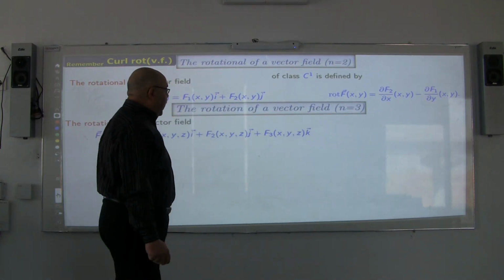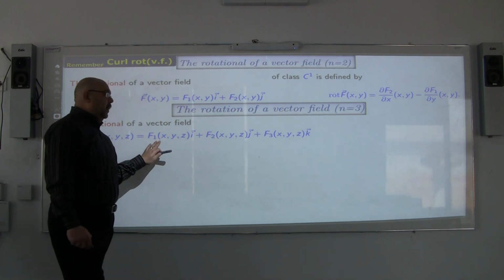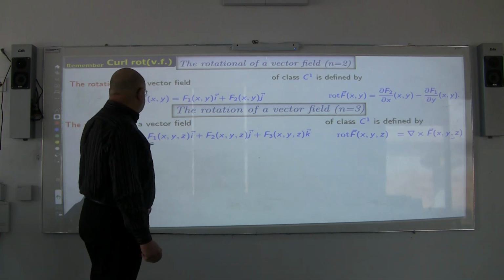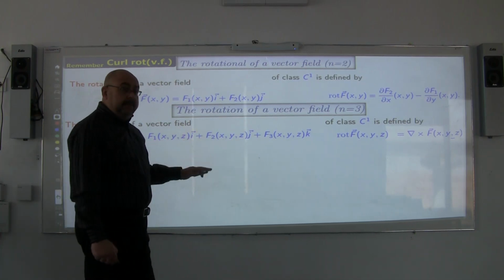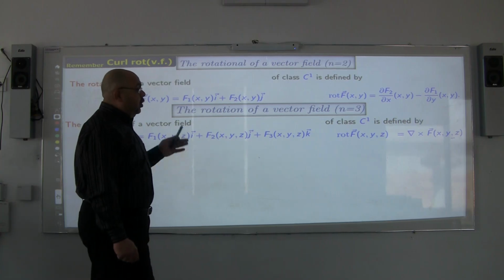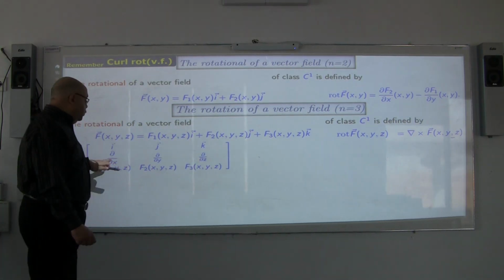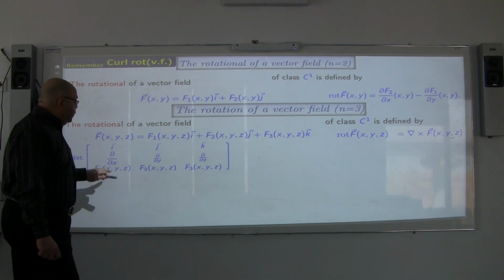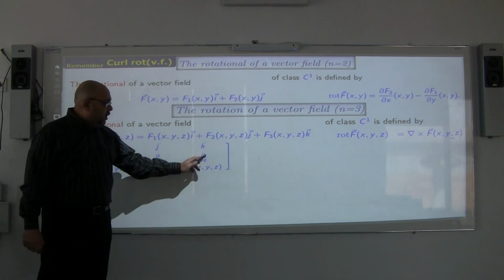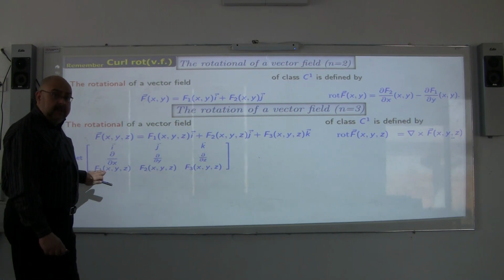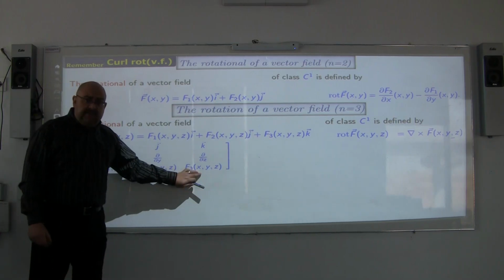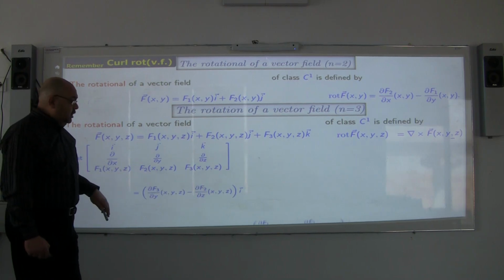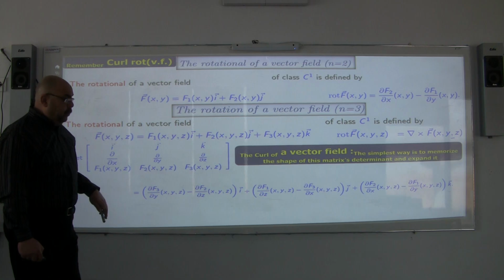In 3 dimensions, this is the vector field defined, and the curl will simply be the cross product, nabla times f. So all I have to do, as I told you, and I want you to remember my words, is to write i, j, k. These are partial x, the derivative with respect to y, the derivative with respect to z, for the components of the vector field f1, f2, and f3, and then make the expansion for this determinant here, and these are the various components.